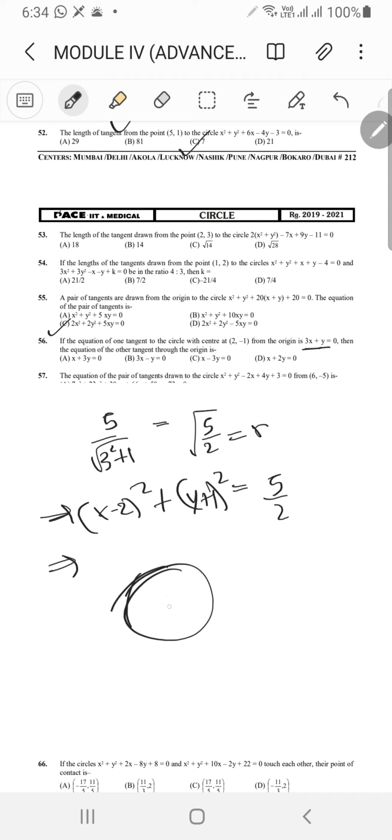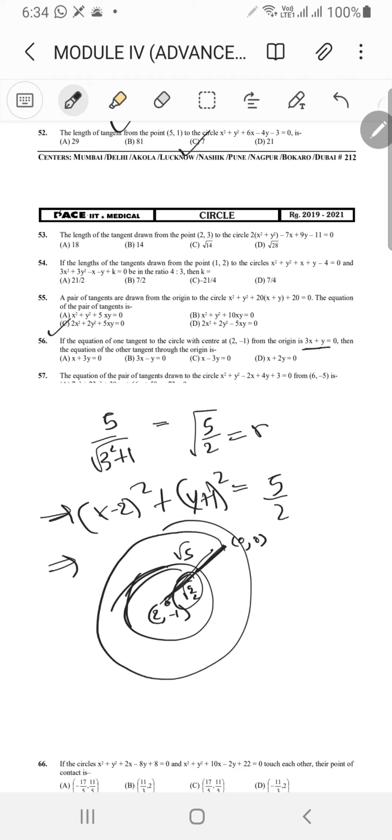This is the circle centered at (2, -1). The radius is square root of 5 upon 2, right? Square root of 5 upon square root of 2, fine. And this is the center, and this is the origin (0, 0). This complete distance is square root of 5, which means it's actually square root of 2 times the radius. Guess what? This bigger circle is going to be the director circle, which means that these two tangents are perpendicular to each other. Oh, that's it.